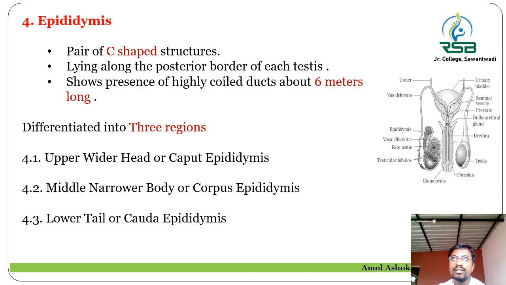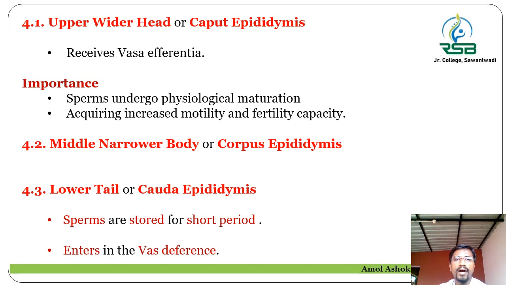So let us come to know the regions of the epididymis. Number one, upper wider head or caput epididymis. We know that it receives the vasa efferentia from the testis. The importance of the wider head or caput epididymis is that in this region the sperms undergo physiological maturation, and in this region the sperms acquire motility and fertility capacity.